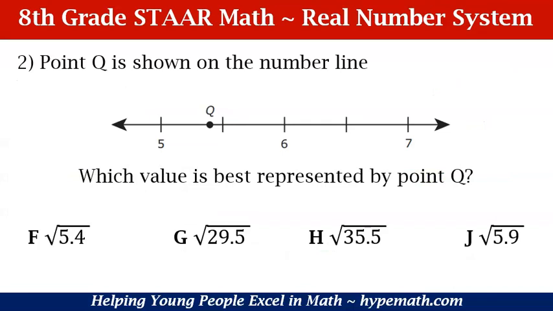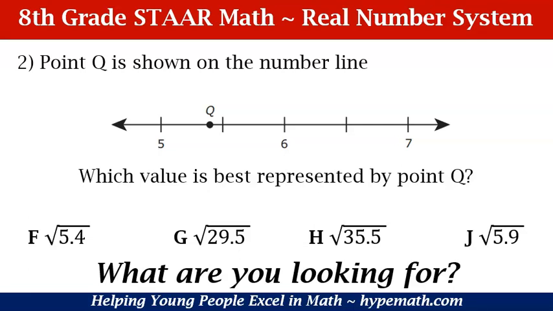Point Q is shown on the number line. This is another point Q, by the way. Which value is best represented by point Q? F, the square root of 5.4, G, the square root of 29.5, H, the square root of 35.5, or J, the square root of 5.9.